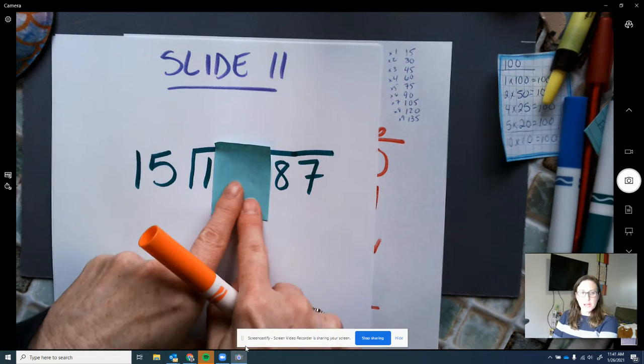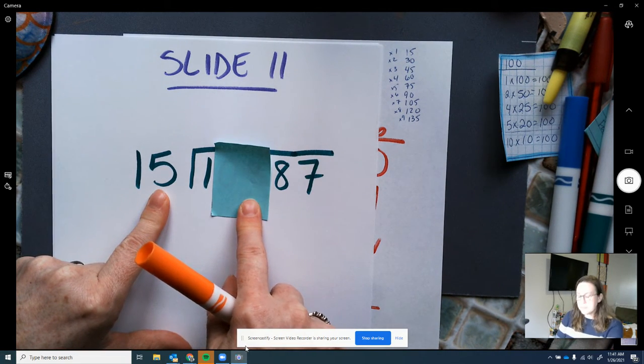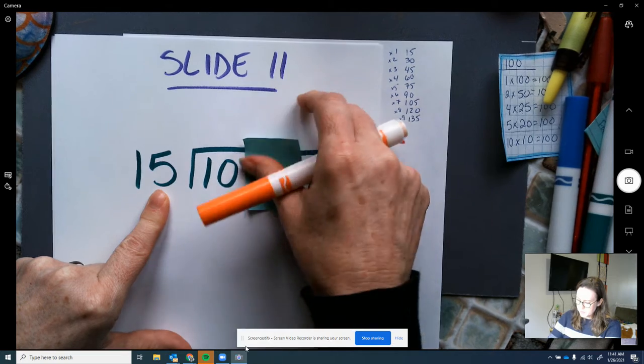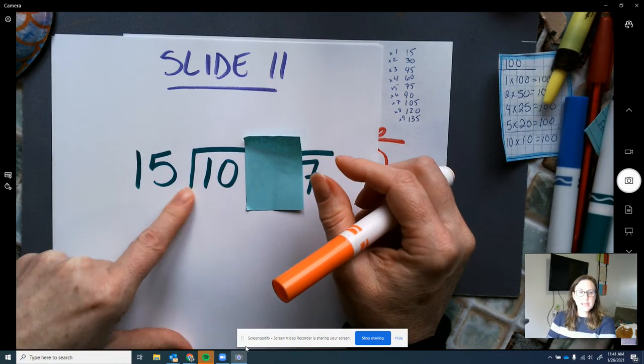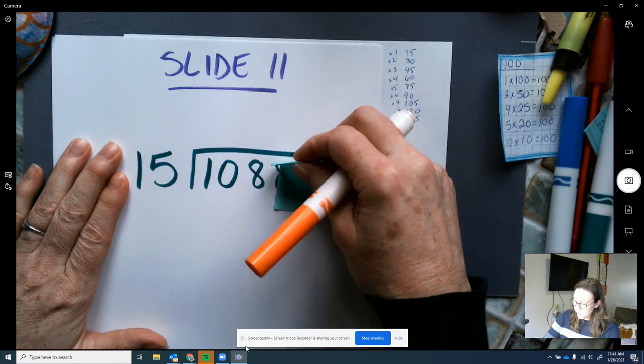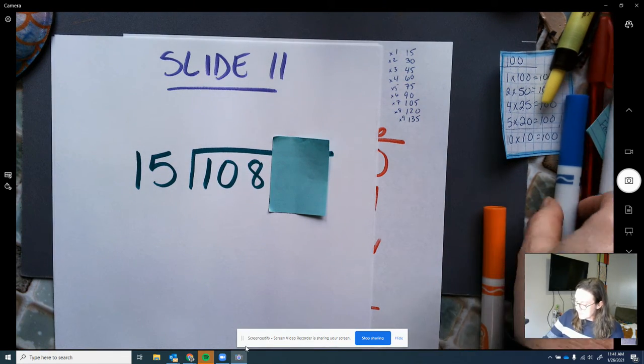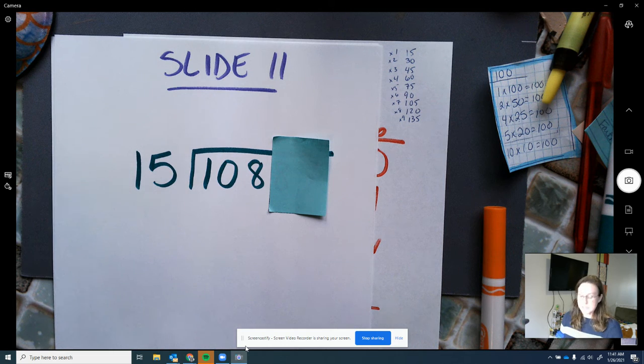If I only have one M&M, can I give every 15 person an M&M? No. So I'm going to move over. I have 10 M&Ms. Can I give them each an M&M? No, I still can't. So I have to move it over again for 108. Now, if I have 108 M&Ms, I can certainly give everybody at least one.